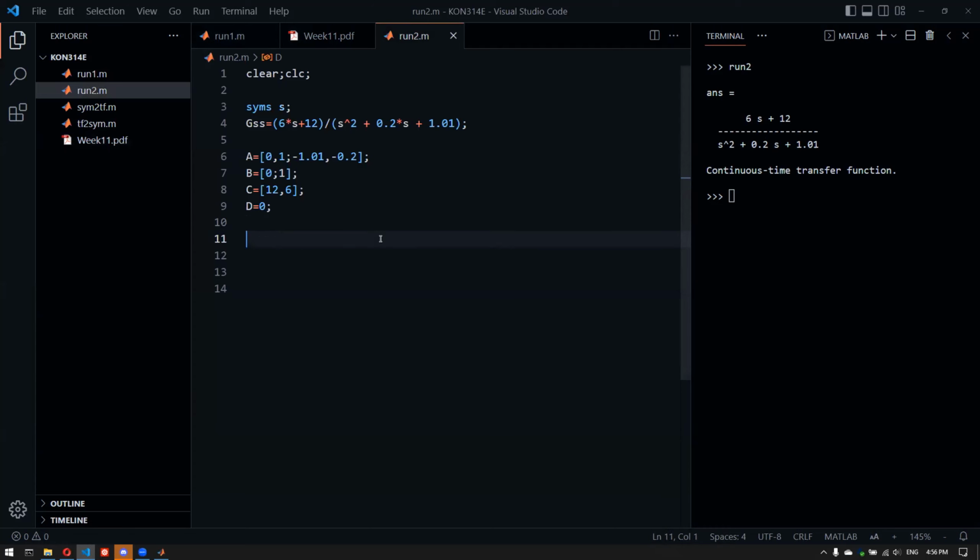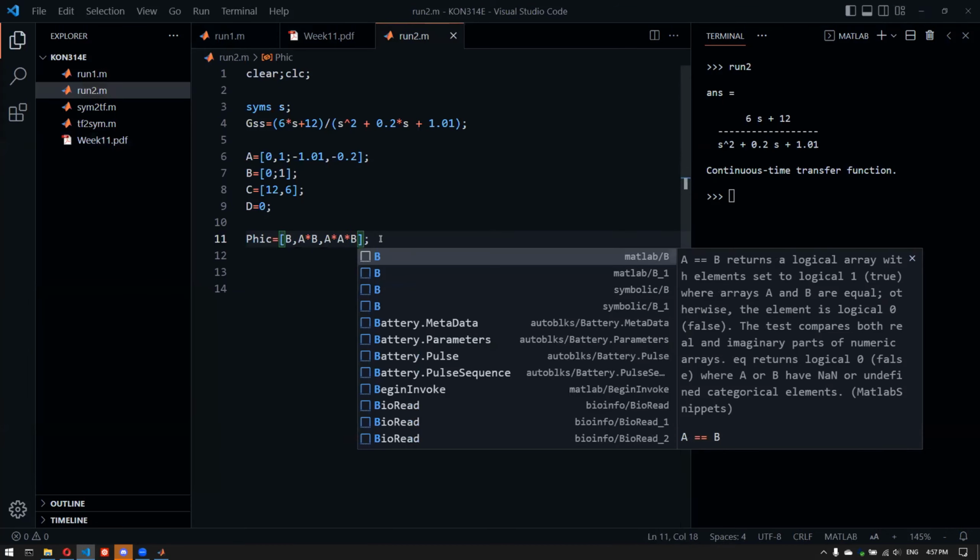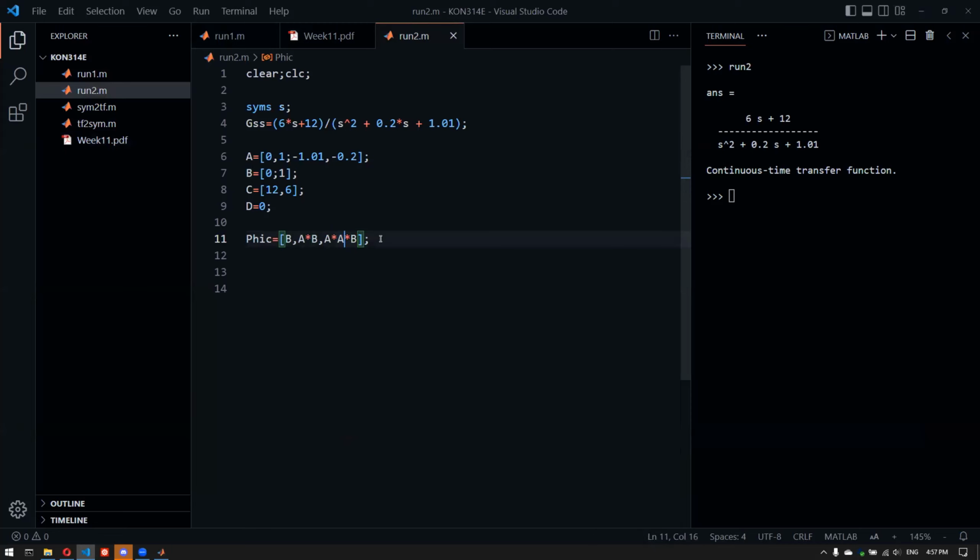Now we have A, B, C, D. The first thing I'm going to do is look at the controllability matrix, which is going to be B and A times B, because it's a second order system. If the order continues, you're going to continue multiplying with A. So the general version here is A to the power of n minus 1 times B, n being the order of the system. Since n is 2, the maximum term is A, so we stop at A times B.